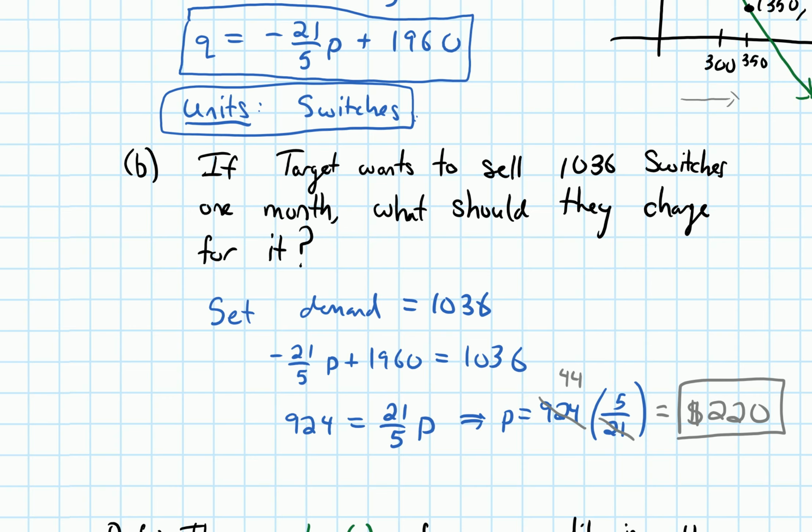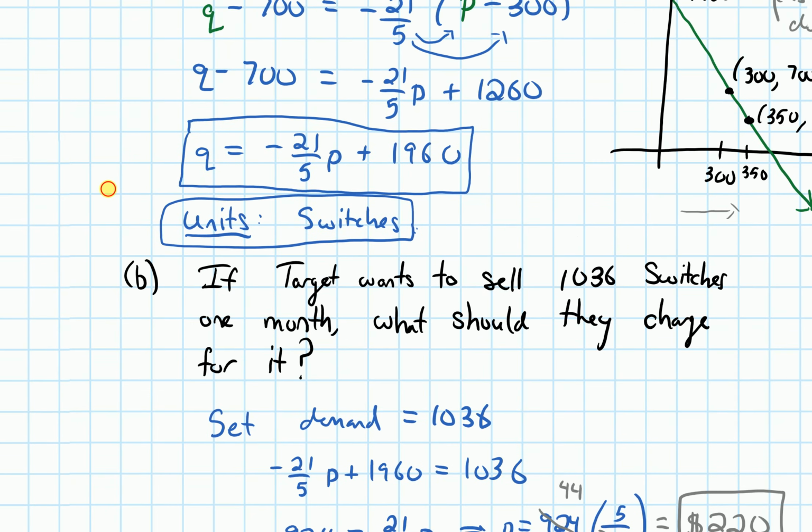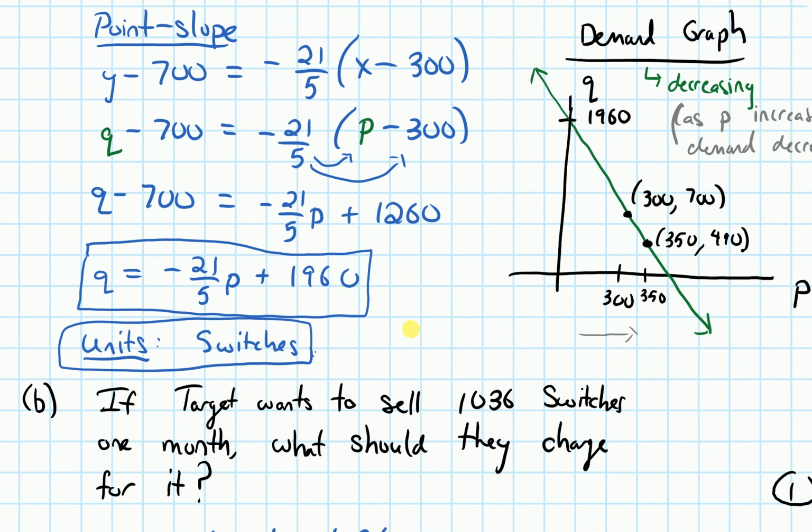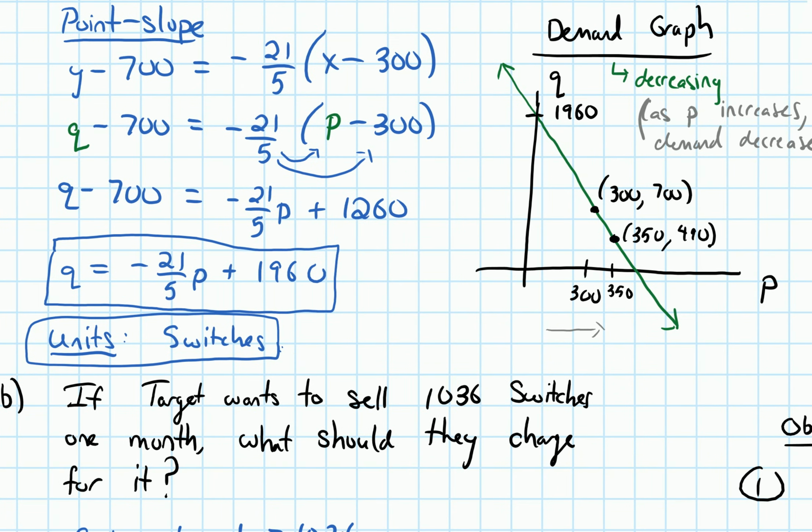All right, so going back up to the graph, does that make realistic sense? If they want to sell 1,036 switches, which is more than the 700, that would be somewhere up here. We would expect the price to be less. So the price there is 220, and that makes realistic sense. If they want to sell more switches, they need to charge less. And that's what we got.